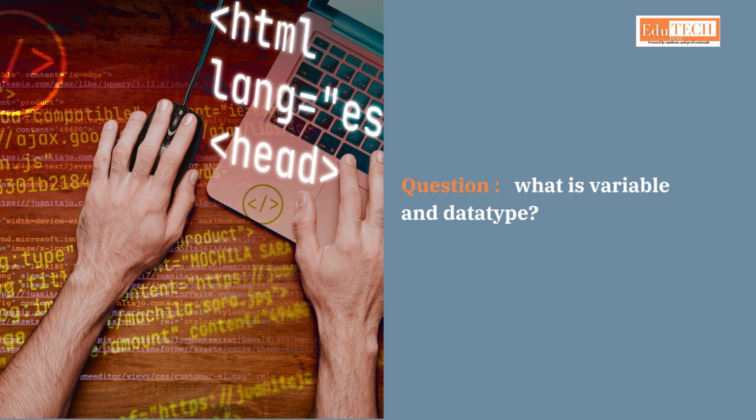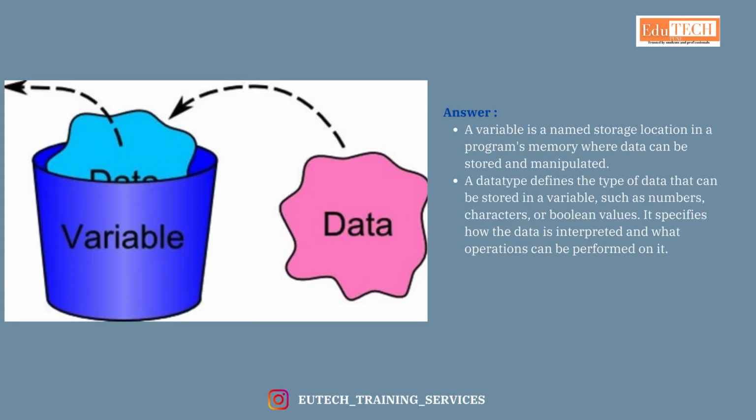Question: What is variable and data type? Answer: A variable is a named storage location in a program's memory where data can be stored and manipulated. A data type defines the type of data that can be stored in a variable, such as numbers, characters, or Boolean values. It specifies how the data is interpreted and what operations can be performed on it.